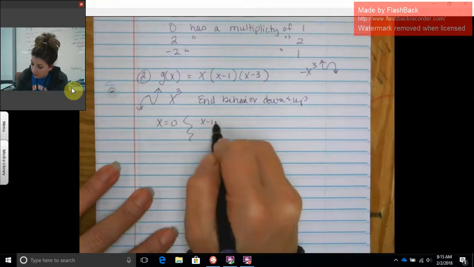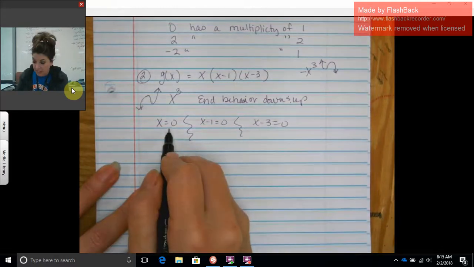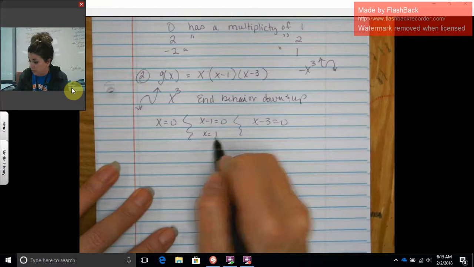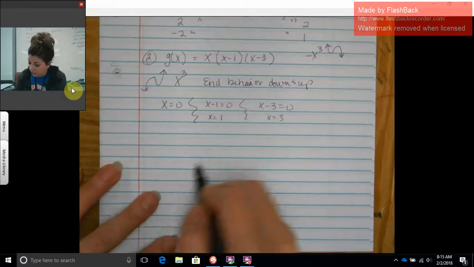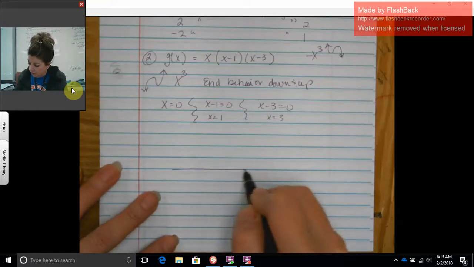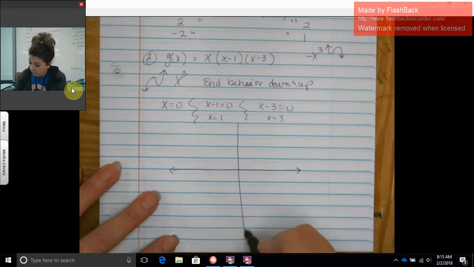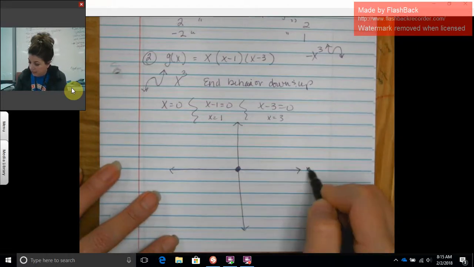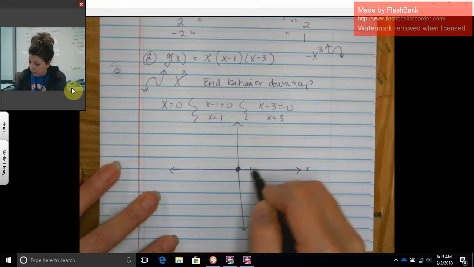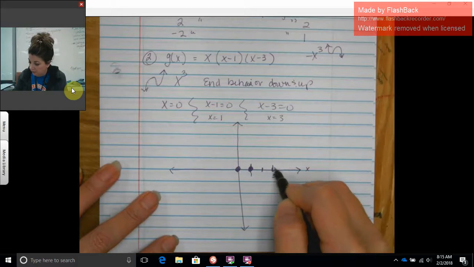Alright, so first of all, let me see where my graph's going to cross the x-axis. I'll find the solutions. So it's going to cross at 0, positive 1, and positive 3. Right on? Right on. So that's the first thing I'm going to draw. It's going to cross the x-axis at 0, positive 1, positive 3.